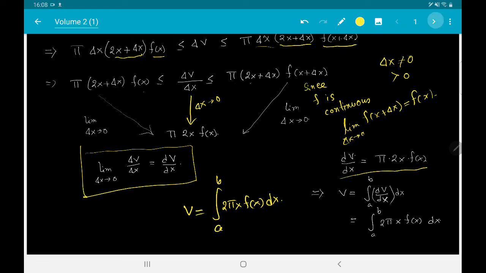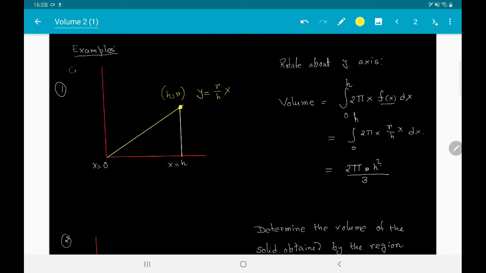So we are going to see two examples of how to use this formula that we have just derived. First we start with something that we have seen previously, but not exactly here. Here we have taken the line which joins the 2 points, namely origin and the point (h, r). So the line is given by the equation y equal to r by h times x, and this gives me a triangle here. I want to rotate this triangle about the y-axis, and I want to determine the volume of the resulting solid.